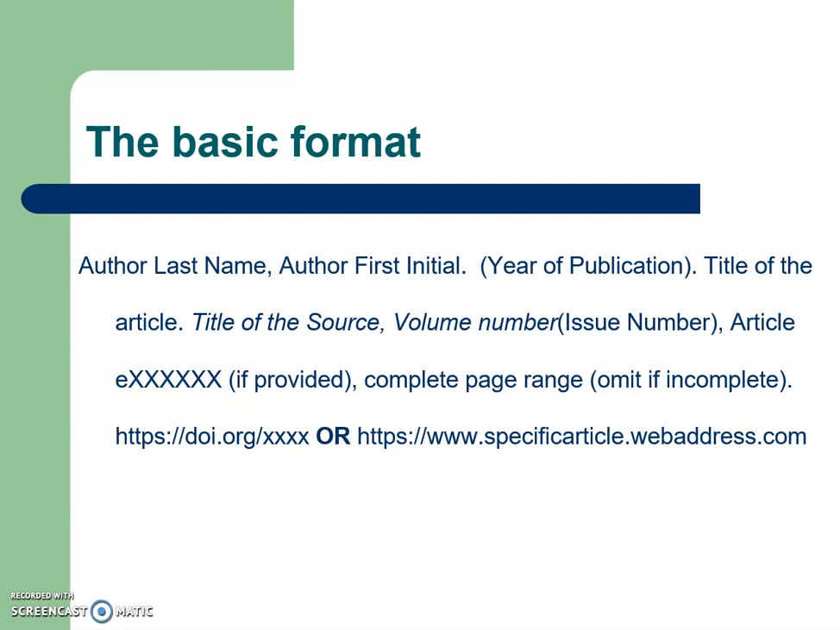The next thing, if your article has it, is an article number. There are a number of journals that have article numbers. They usually have some sort of an E and then a string of numbers, and they'll usually let you know. This tends to come in the place of page numbers in some cases, so if you have an article number, you would provide it. If you don't, that's fine. Most of them don't have it.